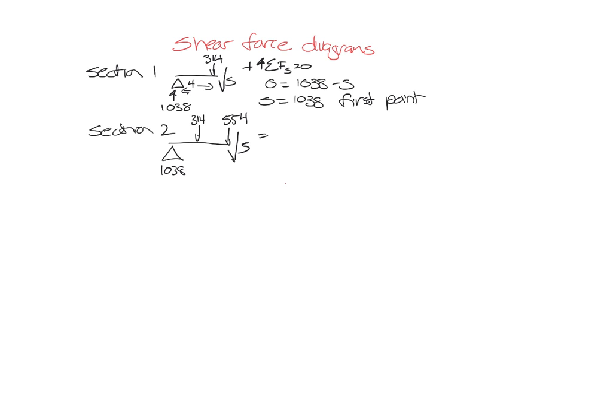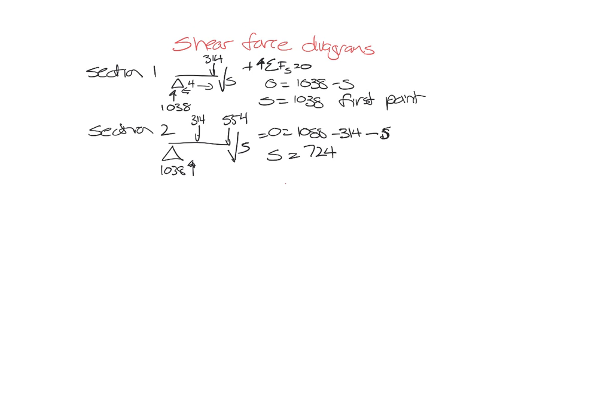So here, 0 will equal 1038. Remember, it's going in a positive direction. This one here is coming down in a negative direction, 314, and then again, shear. Because we're not counting the 554, because that's where our shear line is. So the shear equals 724 in this case. So that's our next point.